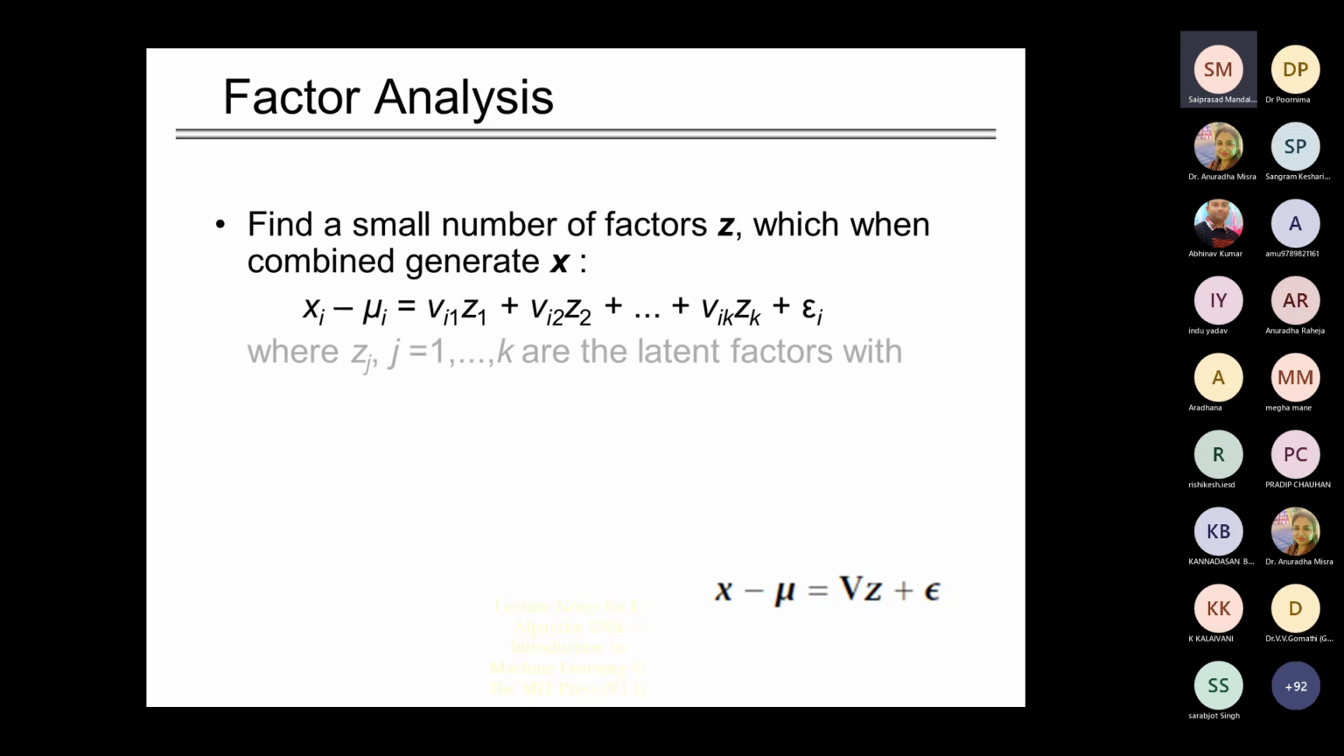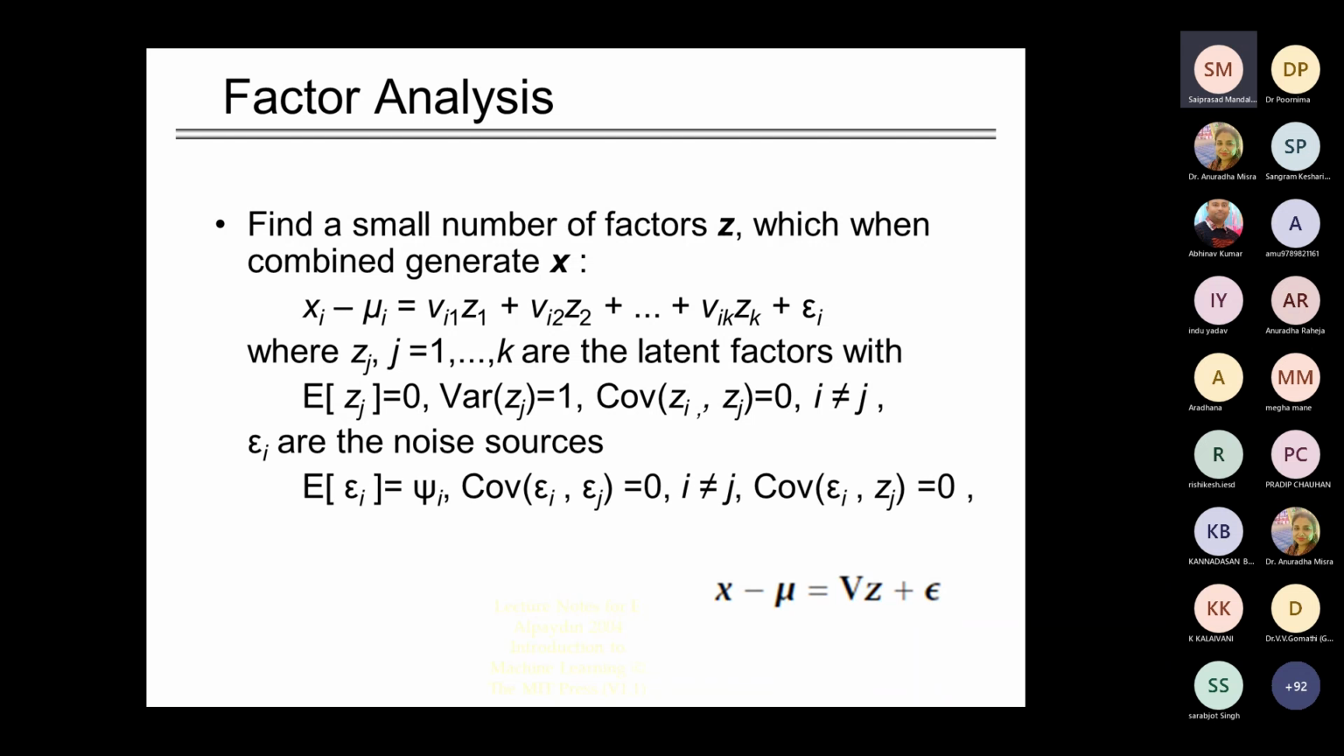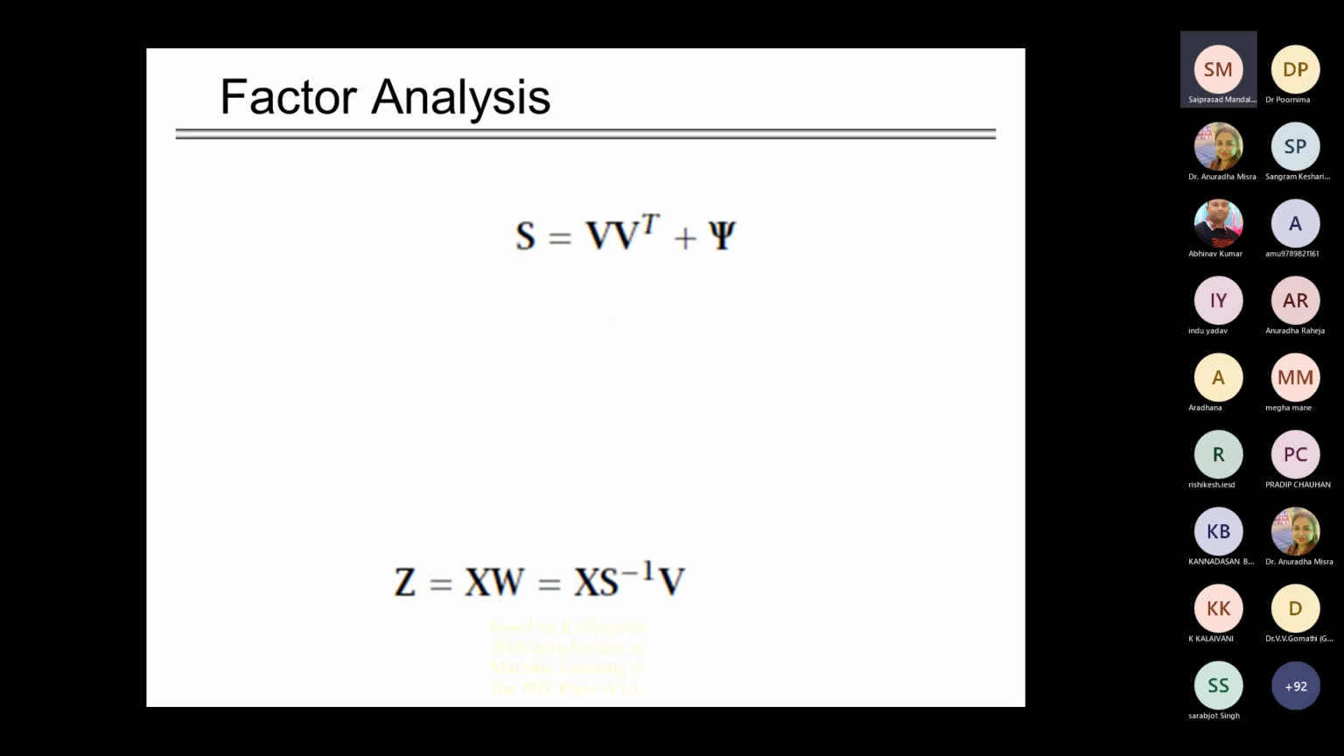Here zj, j equal to 1 up to k, are the latent factors with expectation of zj equal to 0 and variance of zj equal to 1. Covariance of zi and zj will be 0, i not equal to j. Epsilon i are the noise sources or random errors. Expectation of epsilon i is psi i, and covariance of epsilon i and epsilon j equals 0 where i is not equal to j. And Vij are the factor loadings.